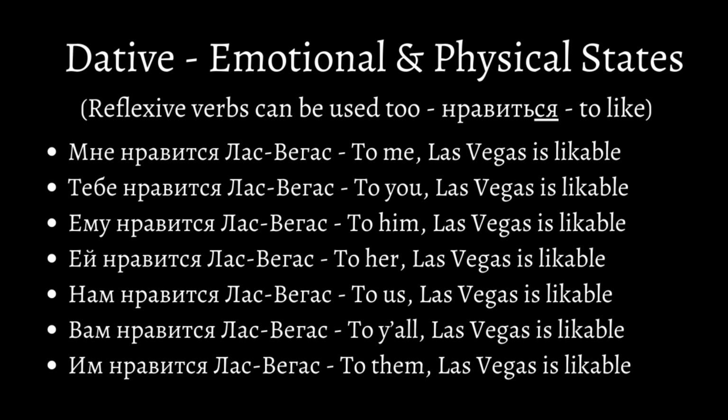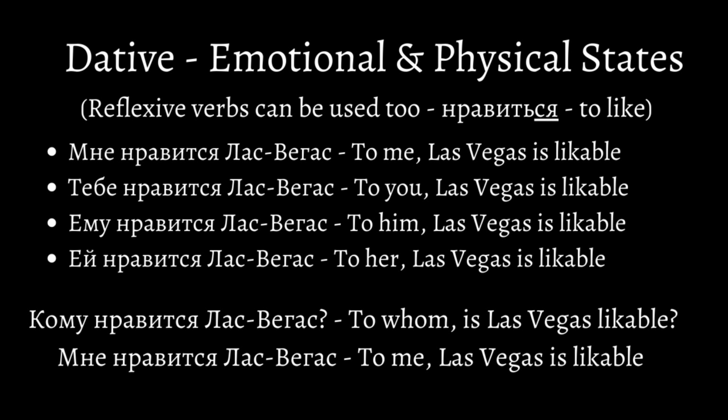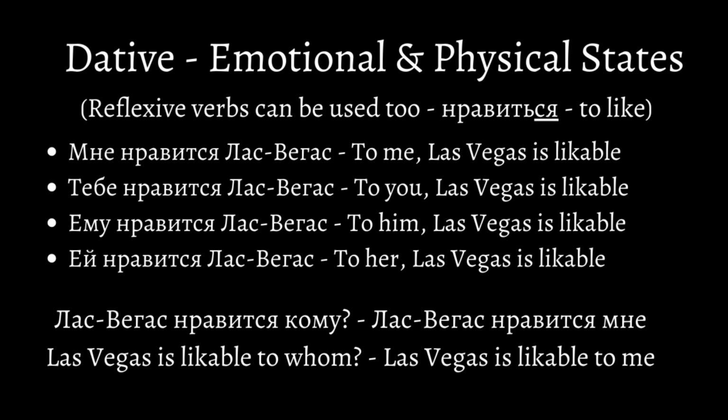And we can check to see if it's the dative by asking Кому нравится Лас-Вегас? To whom is Las Vegas likable? Мне нравится Лас-Вегас. To me, Las Vegas is likable. Because Russian is expressive, we can rephrase the sentence so it's similar to English. Лас-Вегас нравится кому? Лас-Вегас нравится мне. Las Vegas is likable to whom? Las Vegas is likable to me.